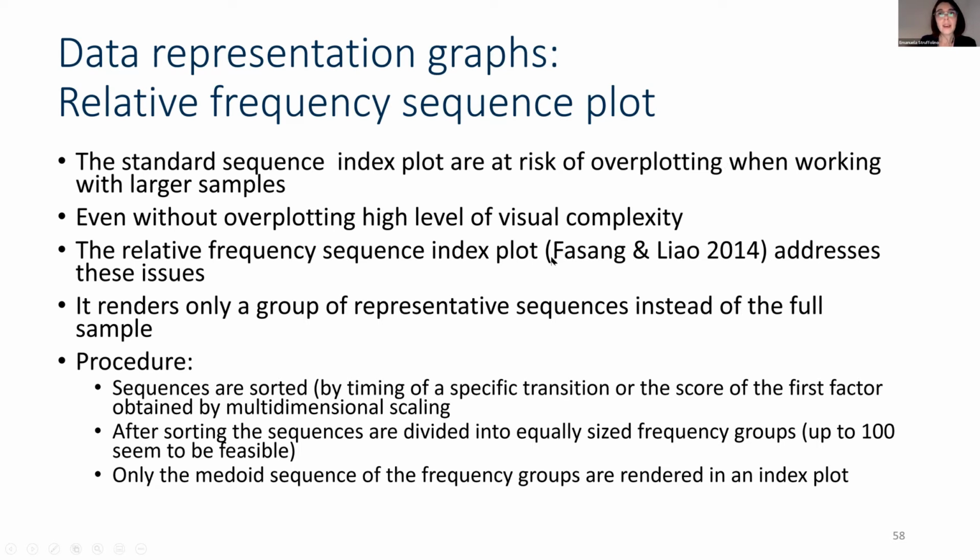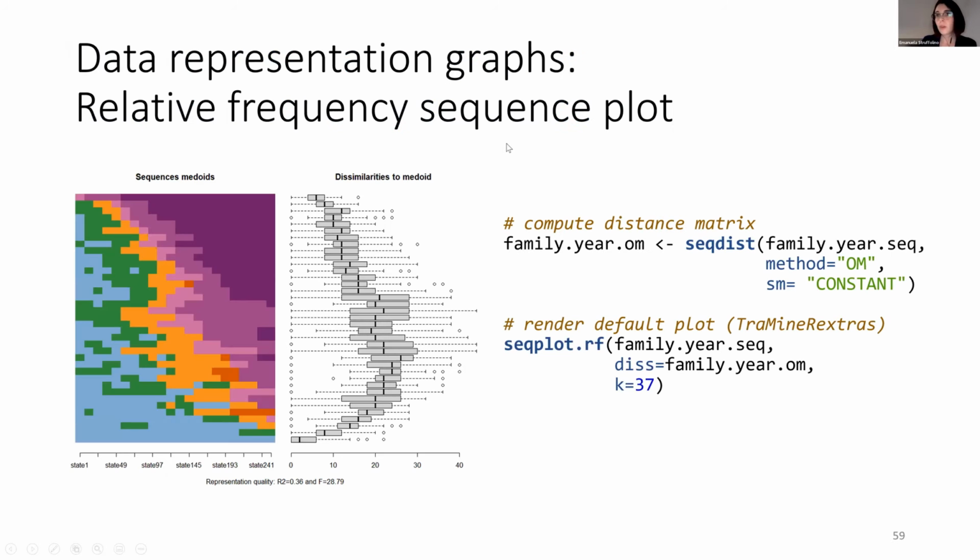So Studer and Tim Liao came out with a very clever proposition, and instead of showing all the sequences in the sample, they suggest identifying some representative sequences instead. So some representative sequences that help us summarize some of the complex information that comes from the sequences. The procedure is very simple, but you don't have to perform it yourself. There's a specific command for that. So sequences are sorted. After sorting the sequences, these are divided into equal groups. And then one representative sequence is extracted from these groups of sequences, and we will only display that representative sequence. How does it look? So here we are looking at the sequence representatives, which in this case are medoids, and I'm going to introduce this concept later.